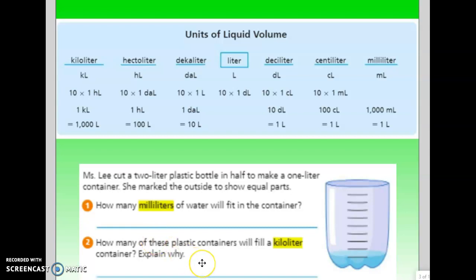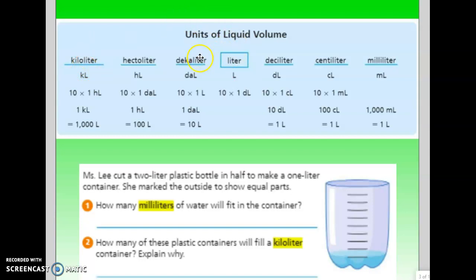Let's try it again, and only this time we're going to go bigger than a liter. How many of these plastic containers right here will fill a kiloliter container? So I want to fill this kiloliter container out here. And it takes 1,000 liters to fill a kiloliter. It takes 1,000 of these to fill a kiloliter. So how many of these plastic containers will fill a kiloliter? 1,000. Because a kiloliter is 1,000 times bigger than a liter.